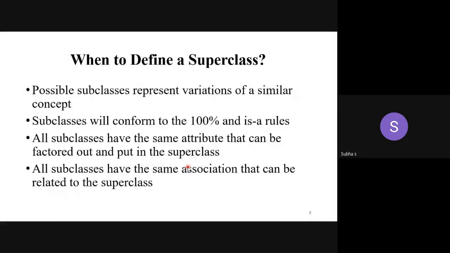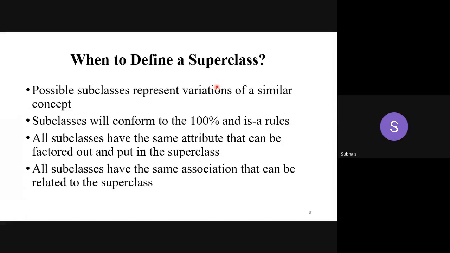For defining a superclass also, we need to consider some features of subclasses. Then only we can define a superclass. So first one is, possible subclasses represent variations of a similar concept. What do you mean by that? Subclasses represent some similar concept. Then only I can define a superclass.